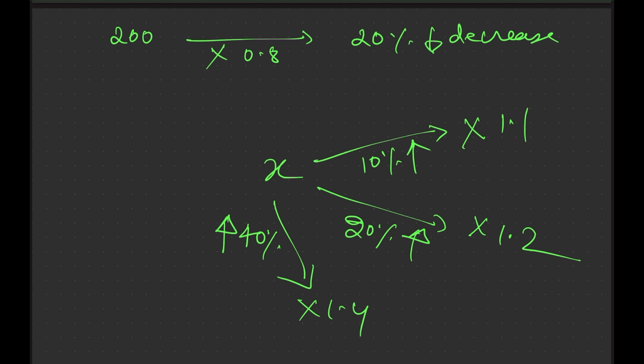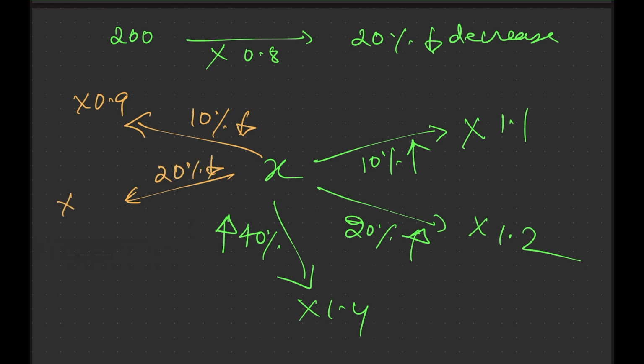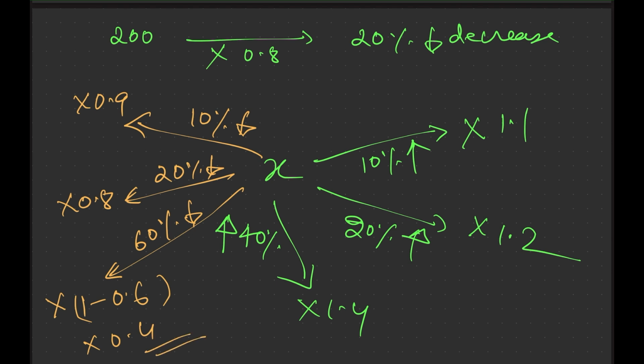On the other hand, if you want to decrease it by 10%, multiply by 0.9, decrease by 20%, multiply by 0.8, and if you want to decrease by 60%, in that case multiply by 1 minus 0.6, that is 0.4. So you can use these to directly calculate without going too much into following the steps, because these are very easy and it will shoot up your calculation speed.